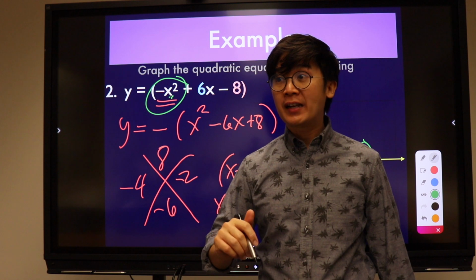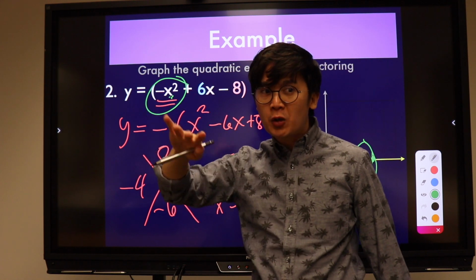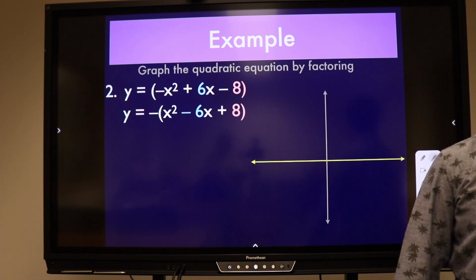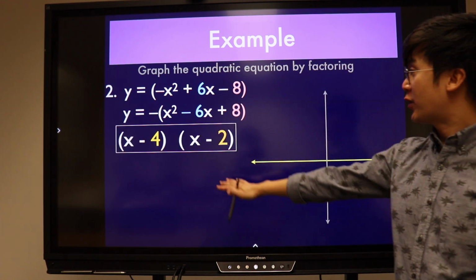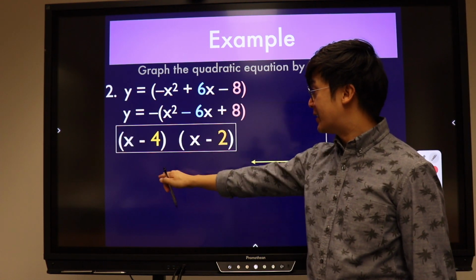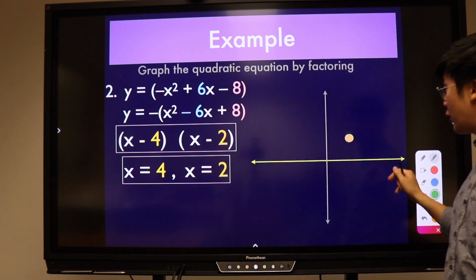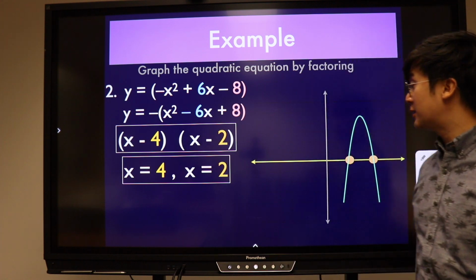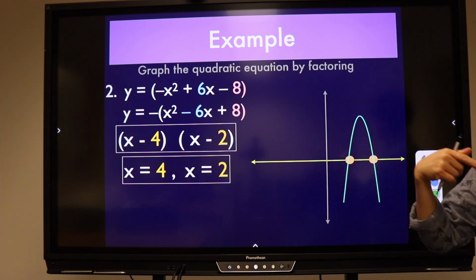So watch out for the negative quadratic term. If it's a negative quadratic term, try to take out the negative so it will become positive, because it will become factorable once you take it out. So you have two factors, ZPP, and you have your solutions at 4 and 2. The parabola is opening downwards, and that's how you solve it.